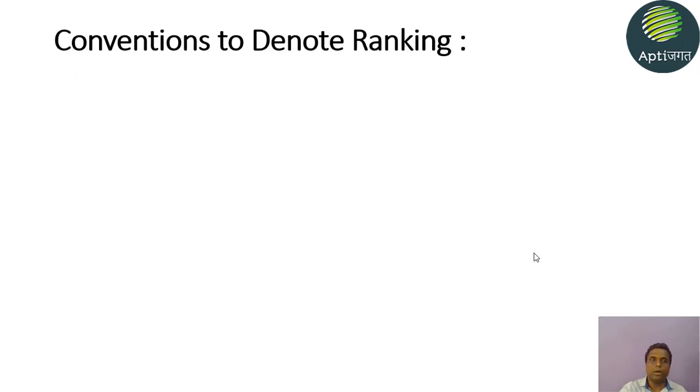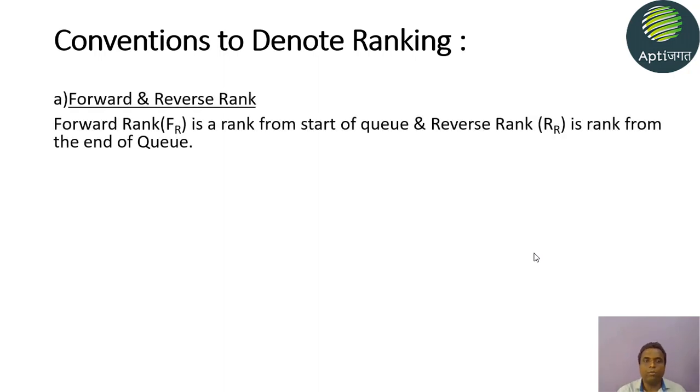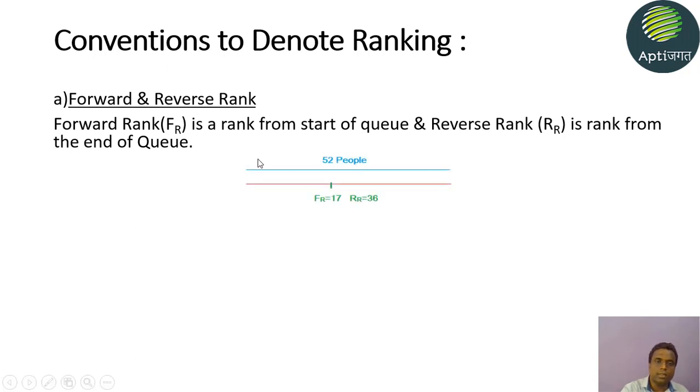Okay, students. Now let's see conventions to denote ranking. How we denote ranking, how we do ranking of people in a queue, in a row. First we will see forward and reverse rank. Forward rank is a rank from the start of the queue. We will see in the diagram. This is the queue, right? The total number of people is 52. This point is the start of the queue. Suppose this person is standing at this position. From start, if he is at 17th position, his forward rank will be 17.